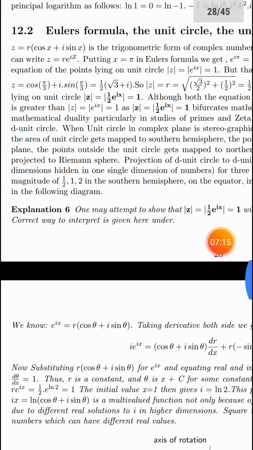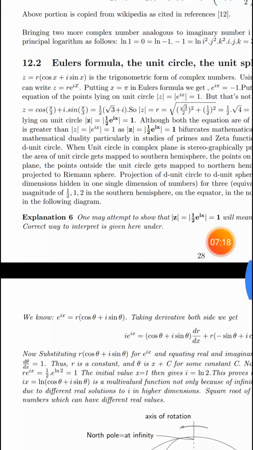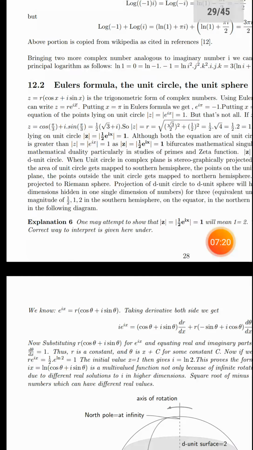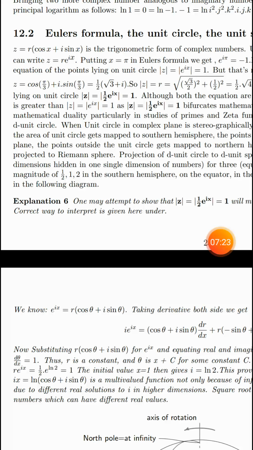What we have tried now is to redefine the unit circle. There is a unit circle, z is equal to e to the power ix. Everybody knows. So I am proposing another kind of unit circle, another kind of half unit circle: modulus of z is equal to half e to the power x, ix is equal to 1.